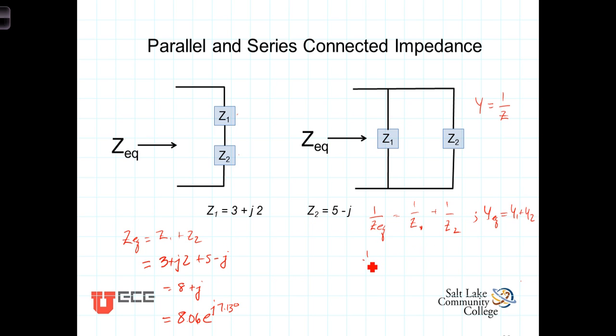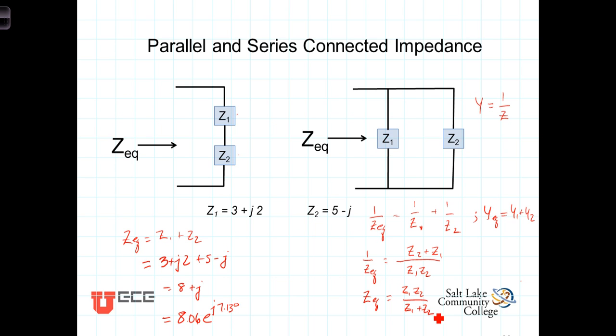We know then that 1 over Z eq, we need to combine these two terms to get a common denominator. The common denominator would be Z1 times Z2, and in the numerator we would have Z2 plus Z1. Thus, now we can invert them, and we get Z eq is equal to Z1 Z2 over Z1 plus Z2, or the product of the impedances divided by the sum of the impedances.